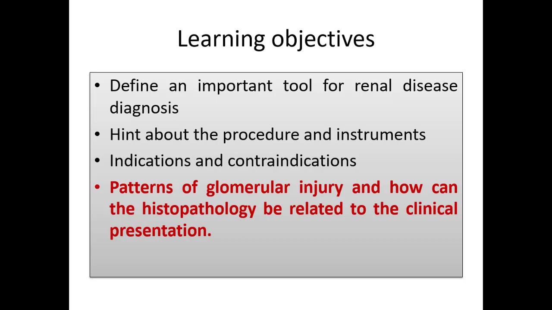I have some objectives in this lecture: to define an important tool for renal disease diagnosis, which is the kidney biopsy. I will take a hint about the procedure and the instruments. Why? Because this will help us to know about the indications and the justification to do the biopsy, the indications and the contraindications. And this last objective is the most important one: to know about the patterns of glomerular injury and how the histopathology can be related to the clinical presentation.